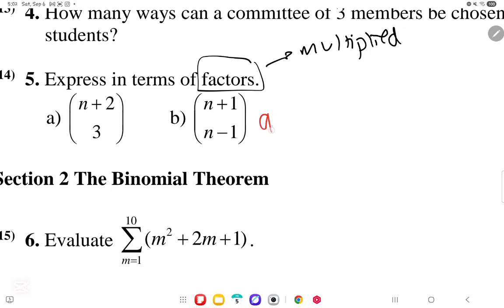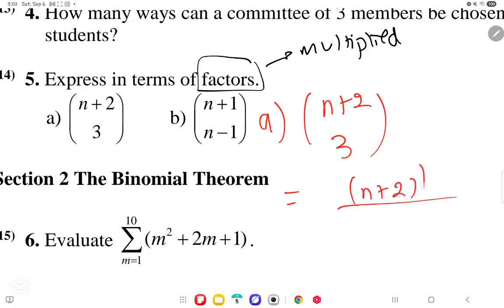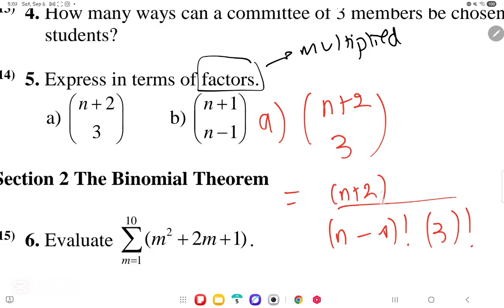Let's start with A. In A, we have n plus 2 choose 3. So this is a combination. We'll need to apply the combination rule. So it will be n plus 2 factorial over n plus 2 minus 3, which is n minus 1, n minus 1 factorial times 3 factorial. Now, for this n plus 2 factorial, you will need to keep on multiplying it until you reach n minus 1. So n plus 2, n plus 1, n, n minus 1, stop.